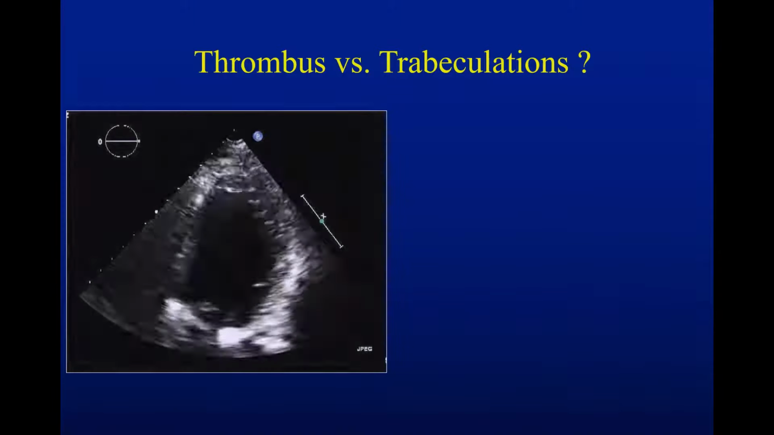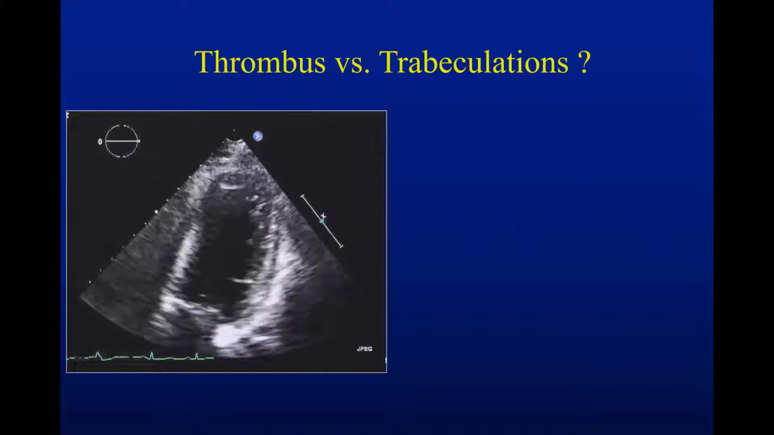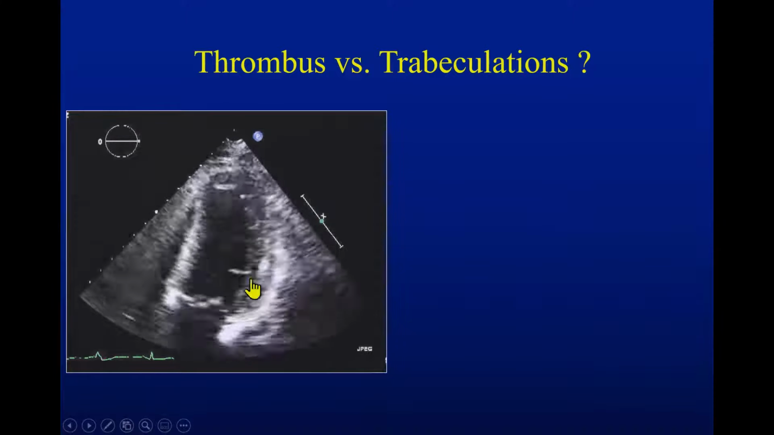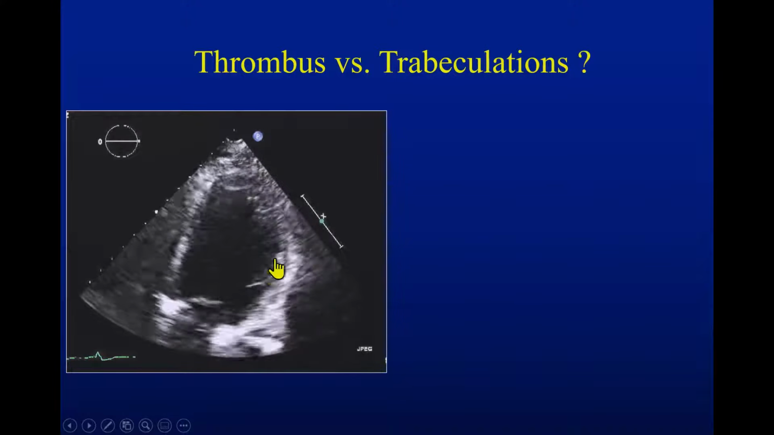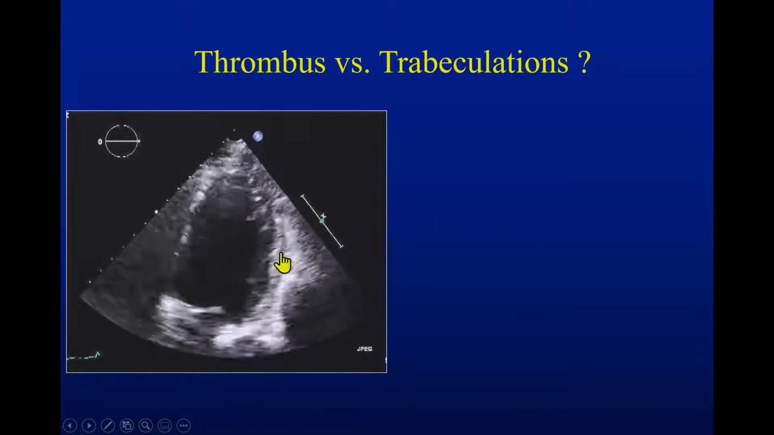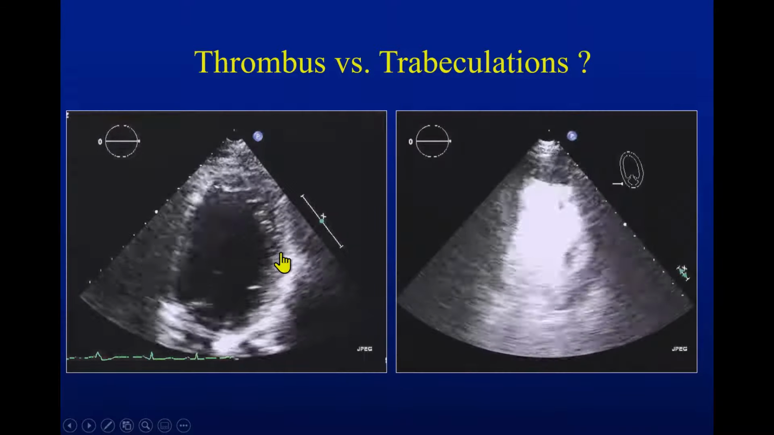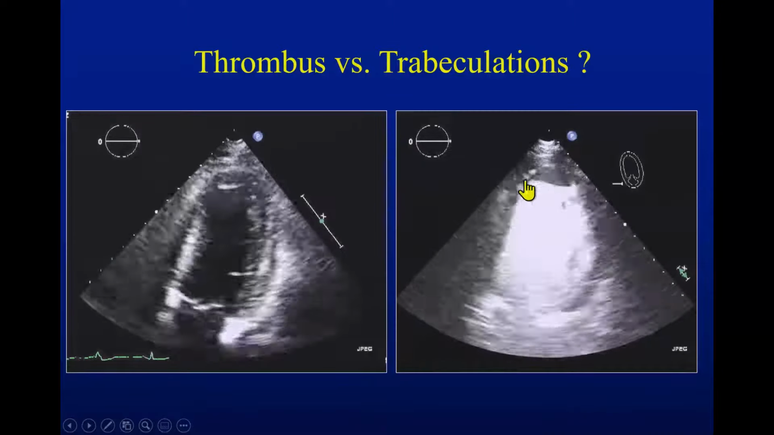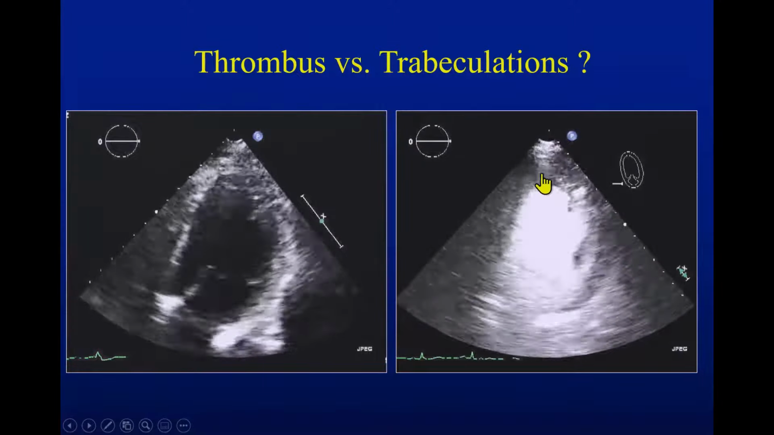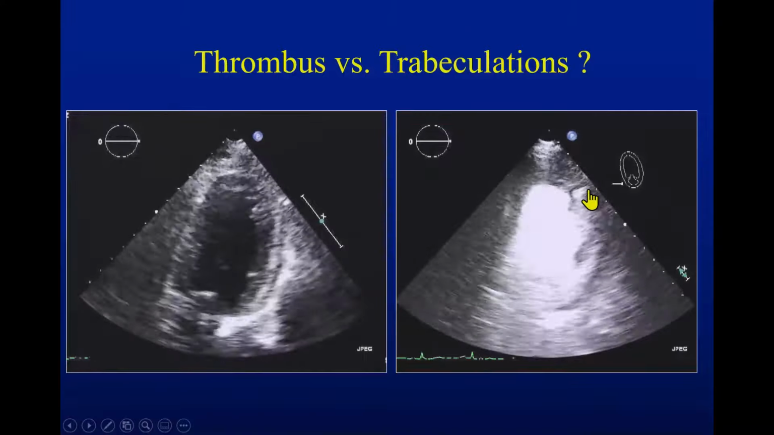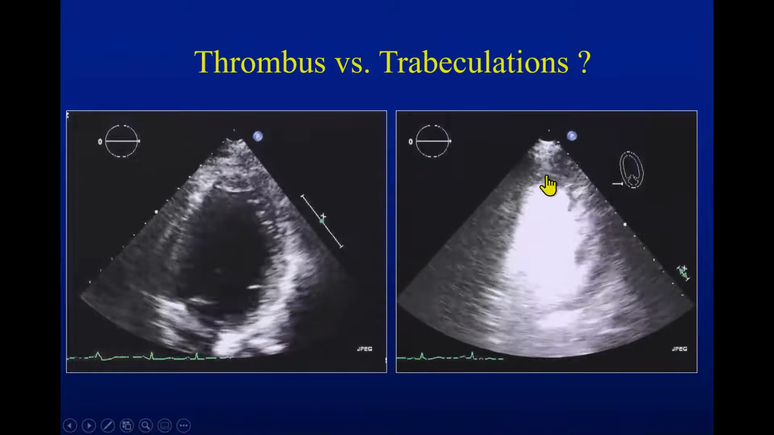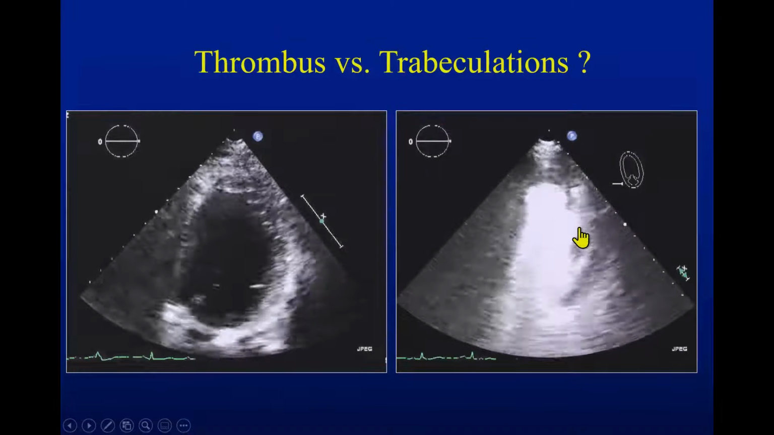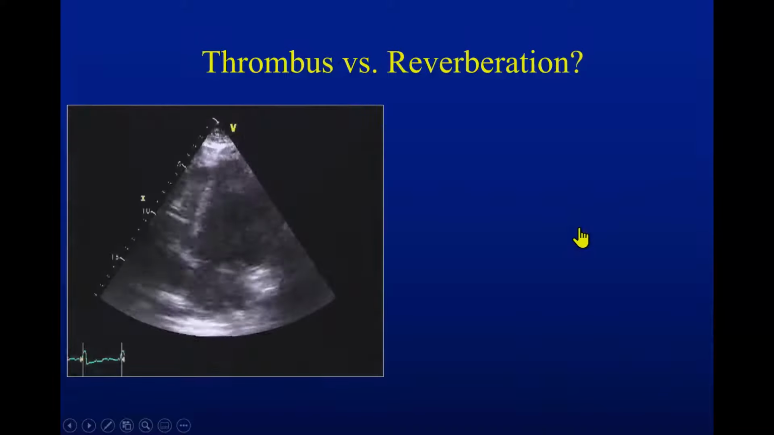Thrombus versus trabeculations. Well, there's a wall motion abnormality here, and it could be trabeculations and could be a thrombus. Indeed, a layered thrombus here. There's a little surprise actually, but a layered thrombus that you could see, it is deforming the apex, thicker than usual apex, right? And very nicely layered.